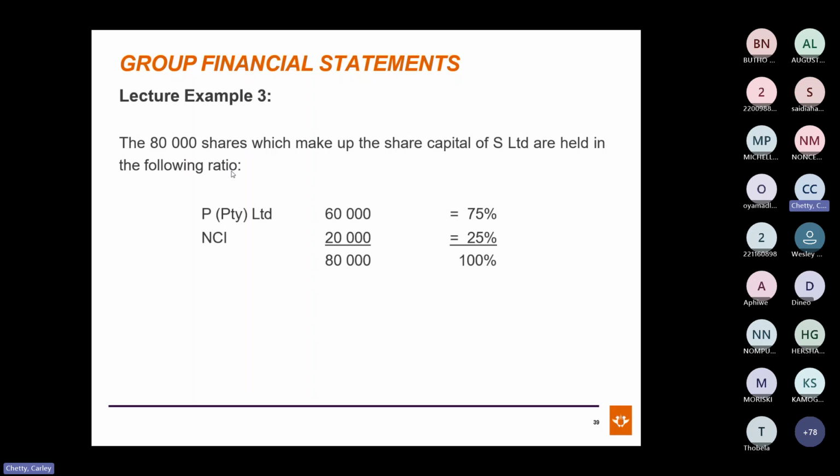So S has a total of 80,000 shares. Okay, this is the share capital of S. P acquired 60,000 shares. If P owns 60,000 shares out of the 80,000 shares, that is 75%. So P owns 75% in S. Therefore, the non-controlling interest are the other minority holders. They own 20,000 shares. So if we say 20,000 as a percentage of 80,000, we'll see that the non-controlling interest own 25%. So here P owns 75%.